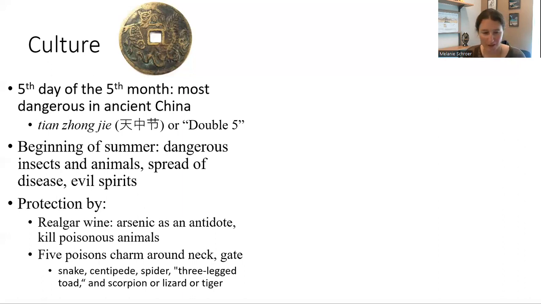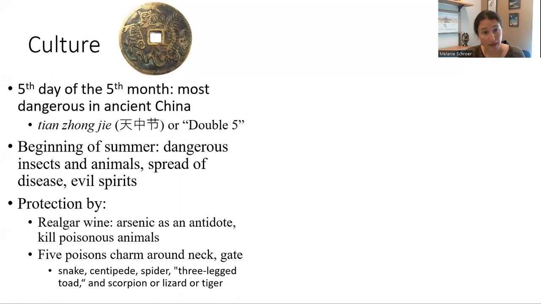Of course, not everybody could drink abundant enough wine, and so particularly children would wear these charms, these 5 poison charms around their neck, and they could also nail these charms around the gate to their homes to protect the entire domicile.